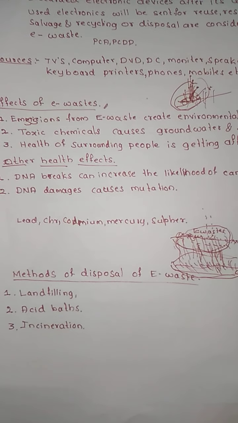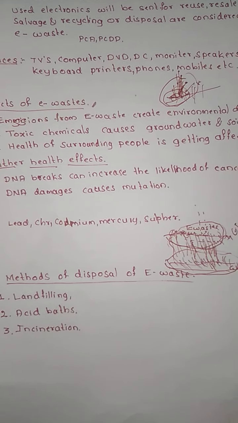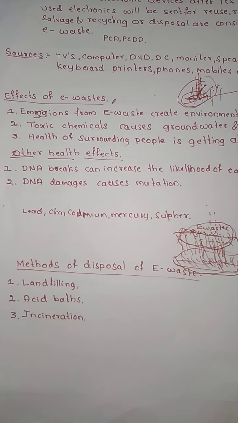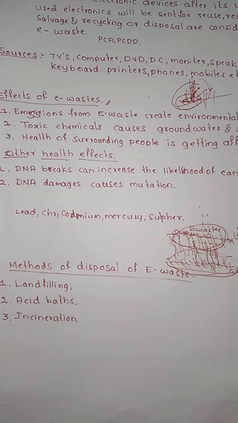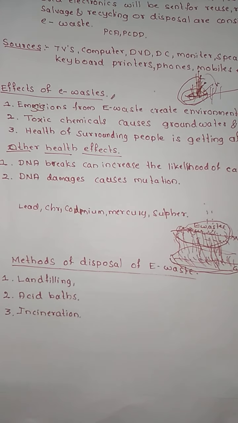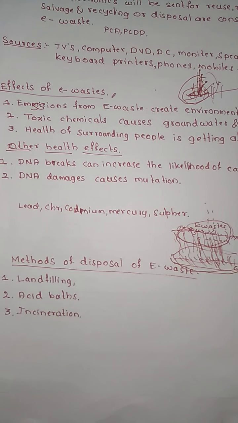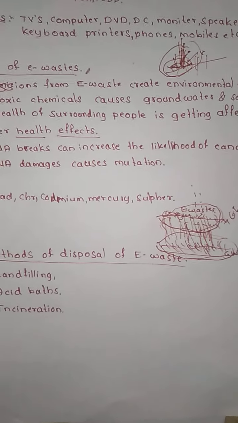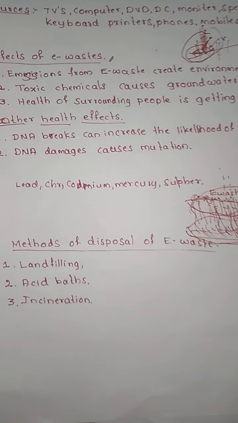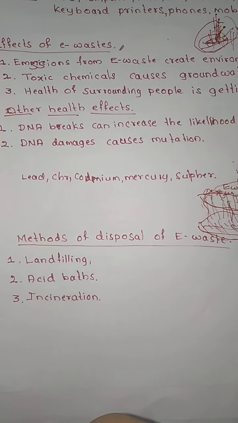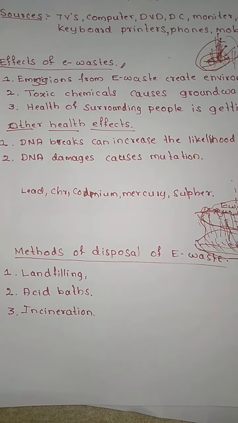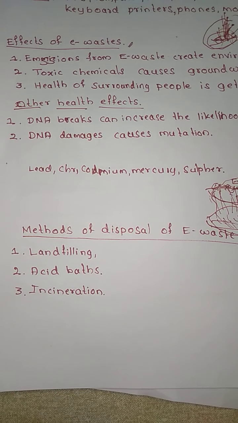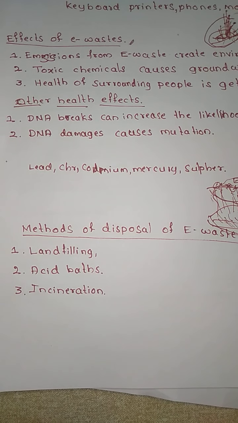Then we have completed the definition, then the sources, then we have seen the effects of e-waste on the environment, then other health effects. The health effects we have completed. Then we have just remained with the methods of disposal of e-waste. Now, for methods of disposal of e-waste, we are going to have three methods, that is landfilling, acid baths and incineration. See, what is landfilling?